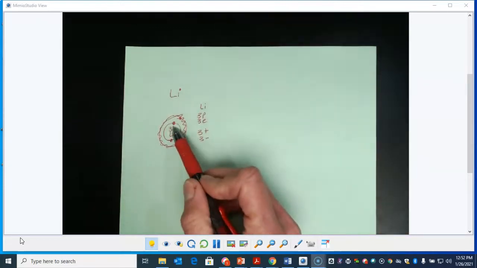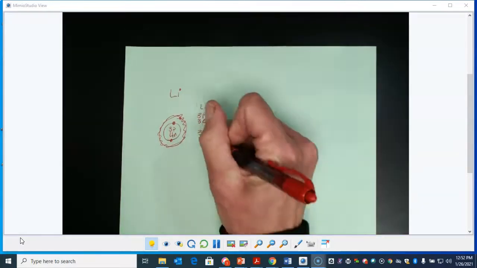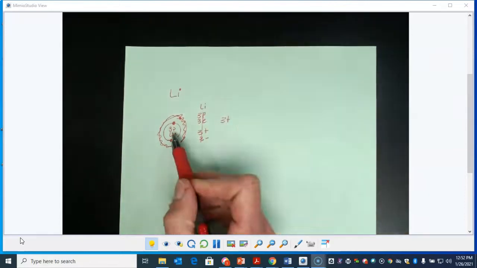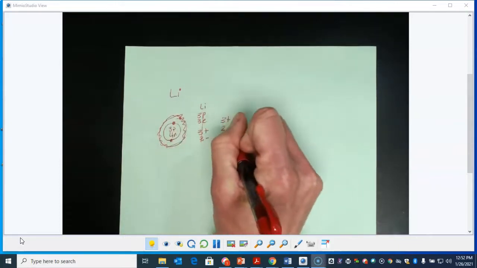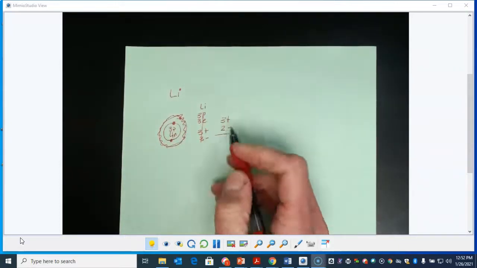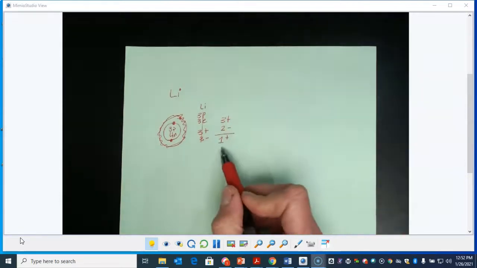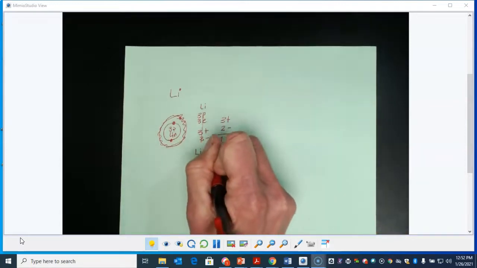So now it has a full outer energy level. It's got 2 electrons on the first energy level, which is now the last energy level. So now lithium has 3 positive charges because that hasn't changed, and it has 2 negative charges. So that means lithium has 1 extra positive charge, giving it a 1 plus charge. So the symbol for a lithium ion would look like this.